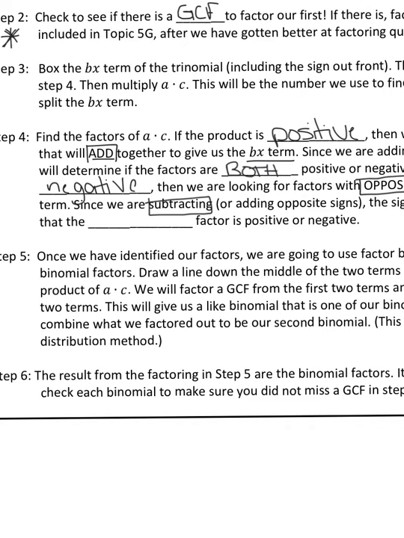Since we are adding opposite signs, the sign on the b term dictates whether the bigger factor is positive or negative, right? Because if the b term is negative, then we want the bigger factor to be negative. If the b term is positive, we want the bigger factor to be positive.